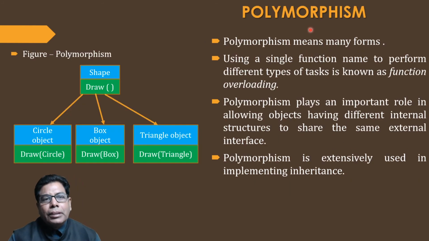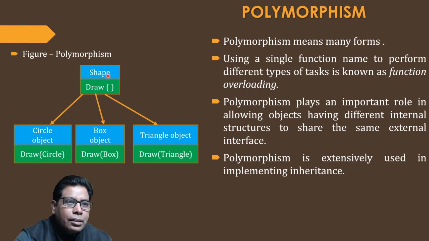Then let us go to the next feature, that is polymorphism. So poly means many and morphism means forms. So polymorphism means many forms. As you can see in this figure, we have a single name for the function. Here draw is the name of the function, and it can draw different shapes with the same name, draw. So here we have the class shape which has the function draw.